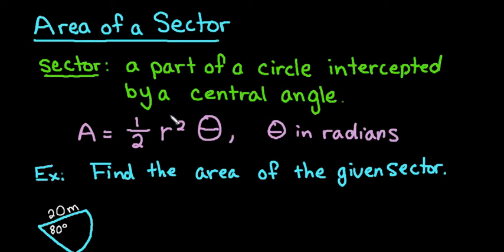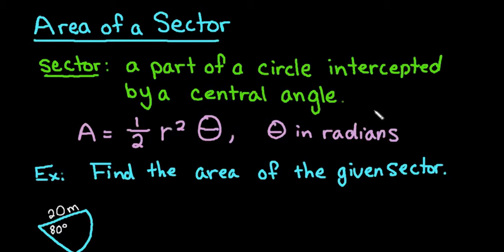So in case you're confused as to what a sector is, it's a part of a circle intercepted by a central angle. Basically, you can think of this as like a piece of a pie or a piece of pizza. Those would be considered sectors. And this is used a lot in the real world because sometimes when we are dealing with land area, it's not always a nice perfect square or rectangle. Sometimes we do have areas that are sectors.